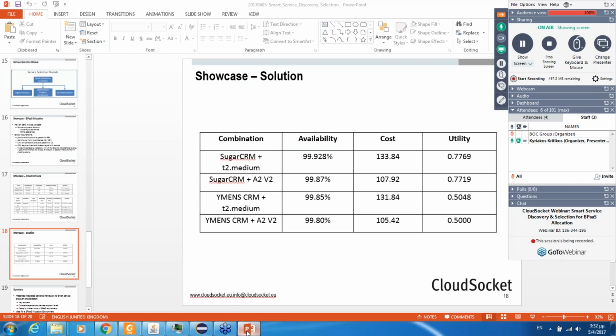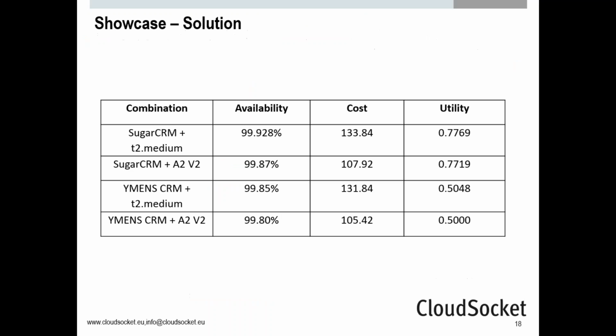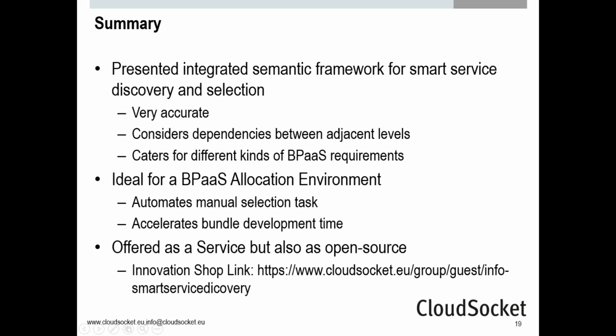So going back now to my presentation, I will provide you a summary of what has been presented. We have presented an integrated semantic framework for smart service discovery and selection, which has a very high level of accuracy. It does consider dependencies between the adjacent levels, in particular SaaS and IaaS levels and workflow, and caters for different kinds of BPaaS requirements. As I said, deployment, location, cost, performance, and so on.